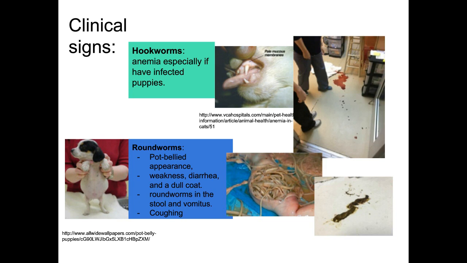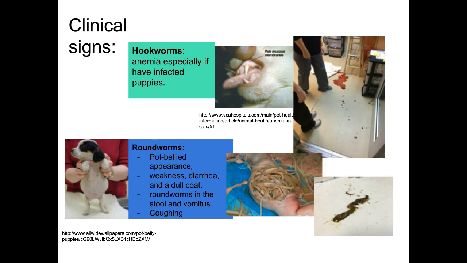With hookworms, you'll see the anemia, especially if you have infected puppies. They're not able to control it very well, and you'll see the pale mucous membranes, so that's something you can look for. You can also get a stool sample and find them in the fecal. Roundworms, you might see this pot-bellied appearance. You might see just weakness, diarrhea, dull coat.